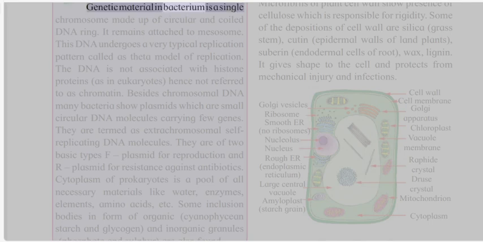Genetic material in a bacterium is a single chromosome made up of a circular and coiled DNA ring. It remains attached to the mesosome. This DNA undergoes a very typical replication pattern called the theta model of replication. The DNA is not associated with histone proteins, as in eukaryotes, hence it is not referred to as chromatin.